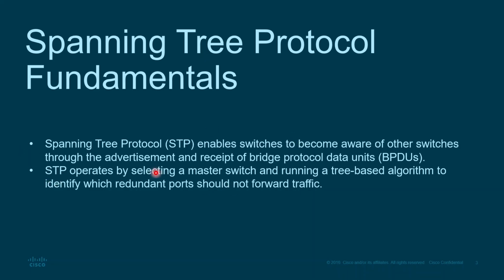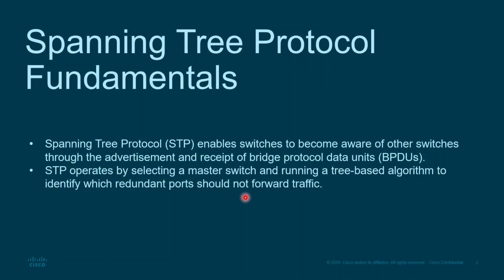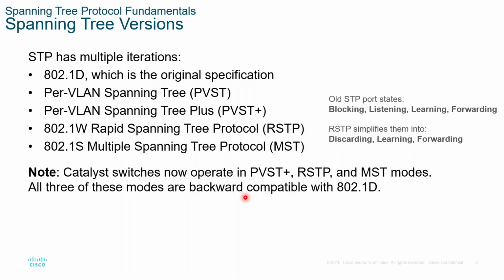And the STP operates by selecting a master switch and running a tree-based algorithm. So it identifies, okay, this is the master, and then we have the slave switches, like its branches. It will start streaming down to stop the loop, and that is the whole concept of STP. Since switches broadcast messages to everyone, we need to control that broadcasting part. That is why we have this structure.